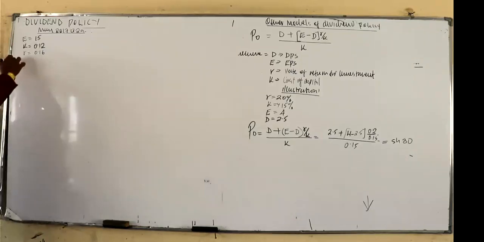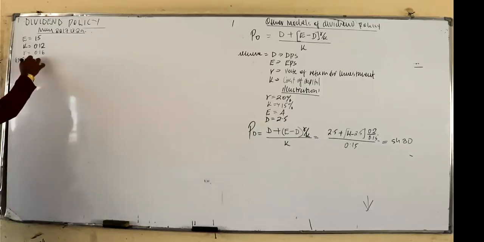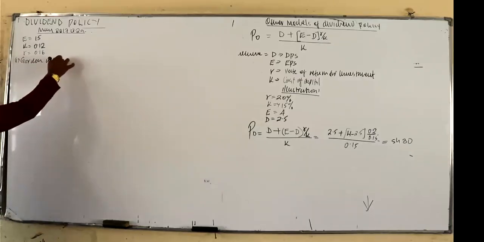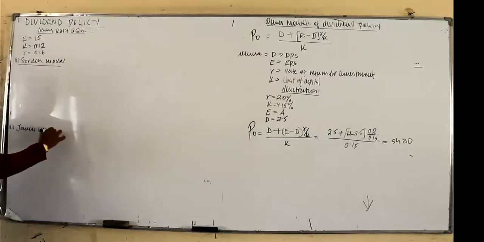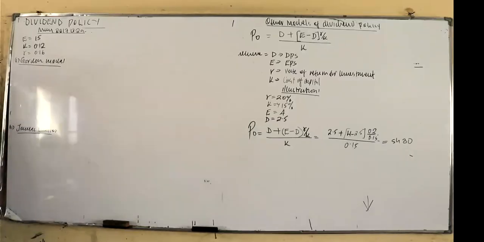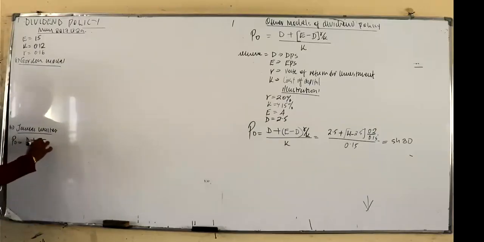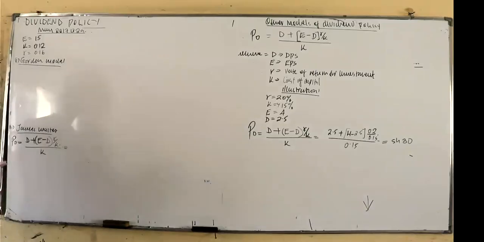We start with Gordon, and then number 2, James Walter. We have already done the Gordon model, so first let's start with James Walter. To get the intrinsic value of the share, P0 is D plus the earnings per share minus the dividend per share, times R over K, and then over K, whereby we have the dividend per share.